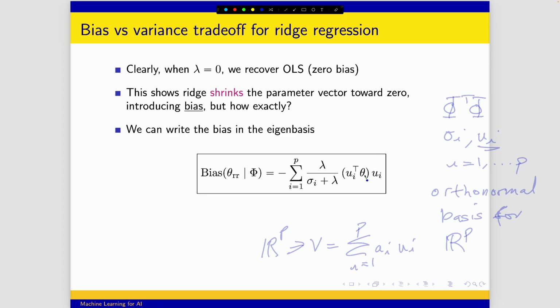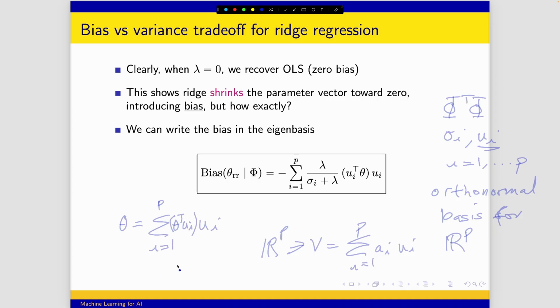So we can write theta in this eigenbasis. Now, since these are orthonormal, we can write it as follows. Theta can be written as the sum from i equals 1 up to p of coefficients times u_i. And what are the coefficients? They're going to be the orthogonal projections of theta onto u_i.